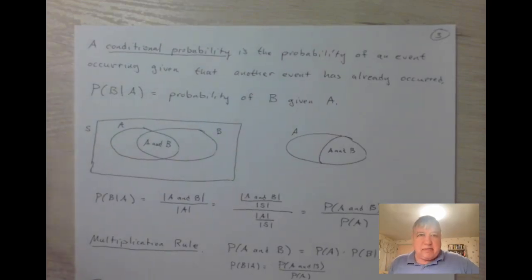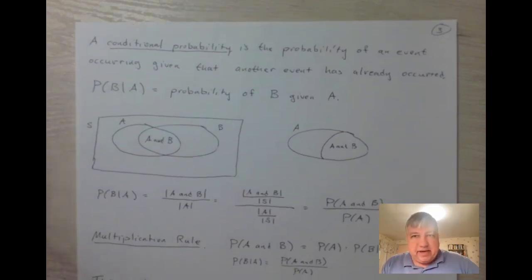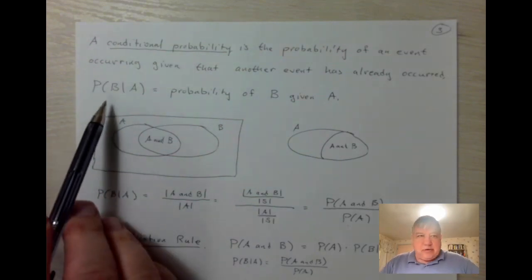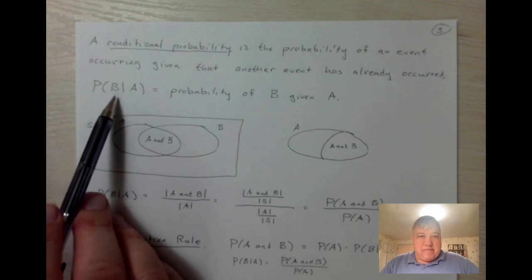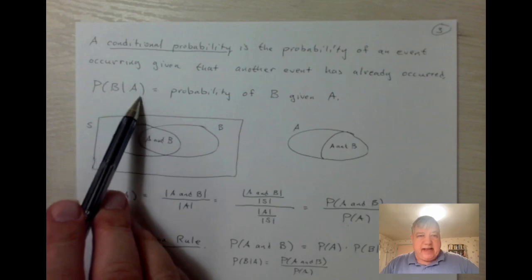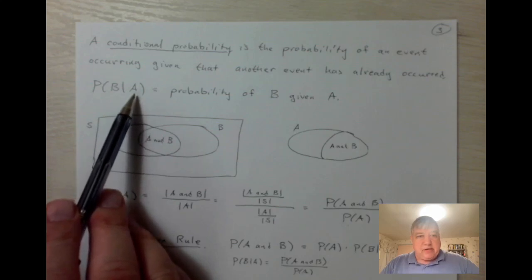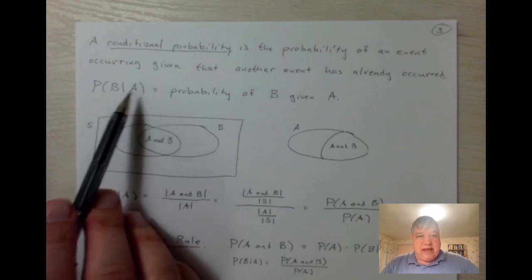A conditional probability is the probability of an event occurring given that another event has already occurred. And we use this notation, the probability of B given A, to read the probability of B given A. That is, what's the probability of B given that A has already occurred.